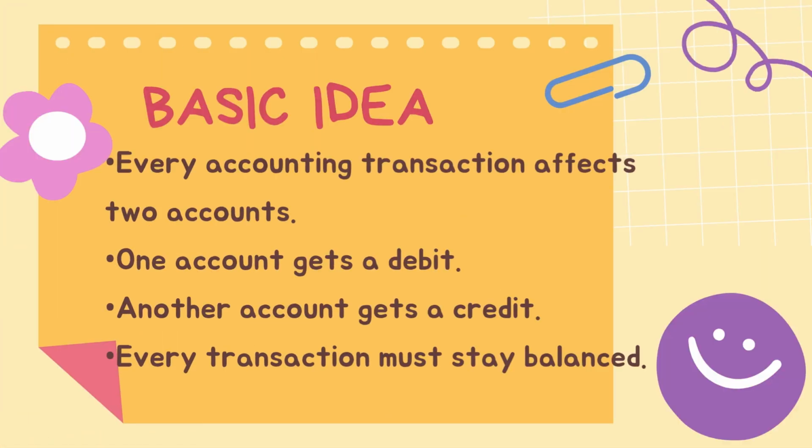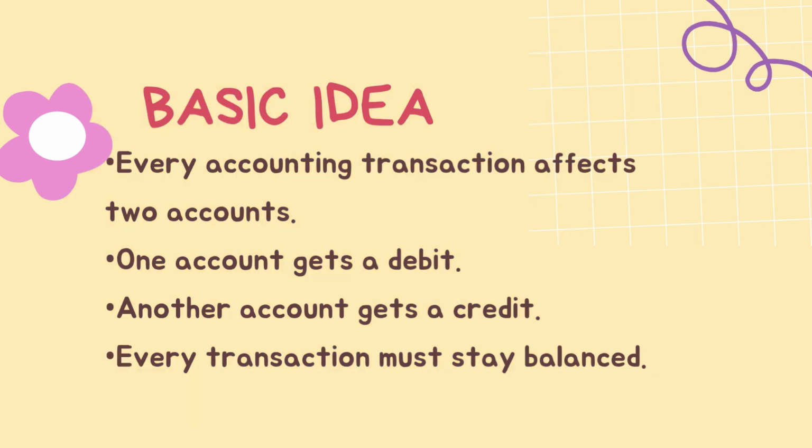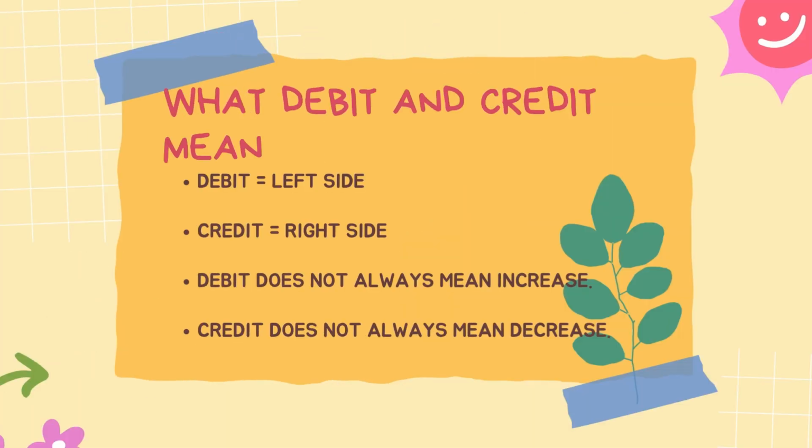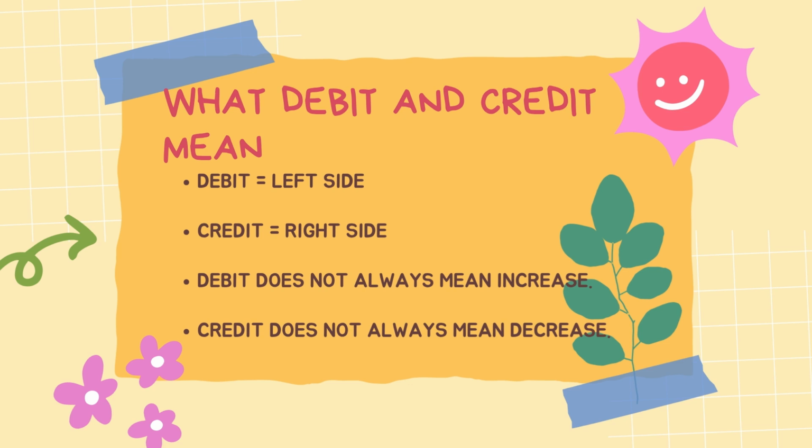In accounting, every transaction affects at least two accounts. That means when money moves, one account gets a debit and the other account gets a credit. A simple way to remember it is this. Debit means an entry on the left side, credit means an entry on the right side. Now, very important, debit does not always mean good and credit does not always mean bad.